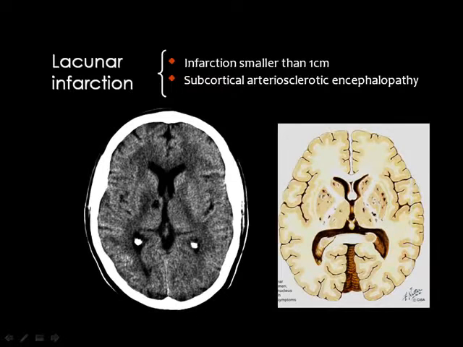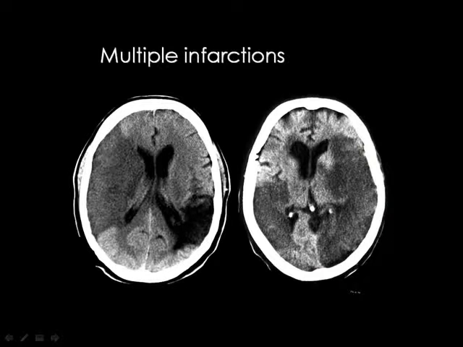The lacunar infarction, by definition, is the infarction which is less than 1 centimeter in diameter. And also infarctions can occur in multiplicity. And here, a patient with chronic infarction on the left and acute infarction on the right. And this case with two acute infarctions, one big on the left side and one relatively smaller on the right side.